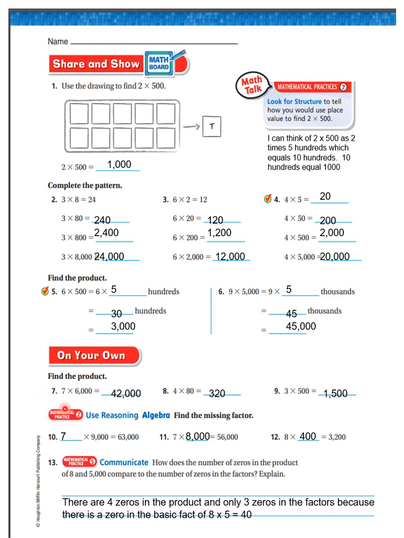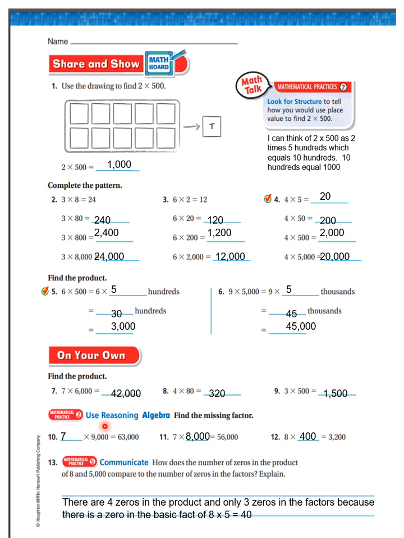All right. It says find the product. 7 times 6,000 is 42,000. 7 times 6 is 42. Add the 3 zeros, 42,000. 4 times 80 equals 320. 4 times 8 is 32. Add that 0, 320. 3 times 500 equals 1,500. 3 times 5 is 15. Add those 2 zeros, 1,500.